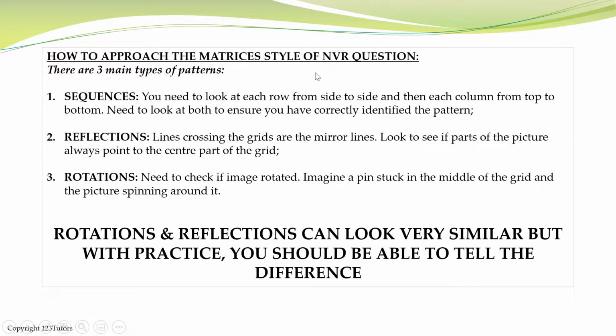Going firstly to matrix questions, and we'll look at these in a second, but basically there's three types: the sequences, reflections and rotations. Rotations and reflections can look very similar, but with practice you should be able to really tell the difference. And with all of these questions, I'll say this at the outset, it applies to every single type of non-verbal reasoning question: just look at one pattern at a time, and in the case of matrices, look left to right by row, and then look top to bottom by column, and identify whether the pattern exists by rows and columns, or whether just by rows or just by columns.